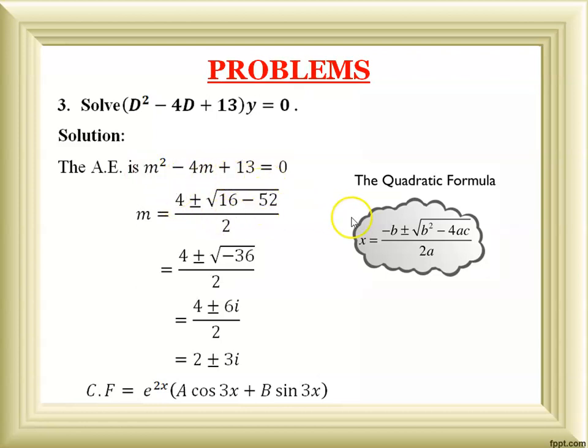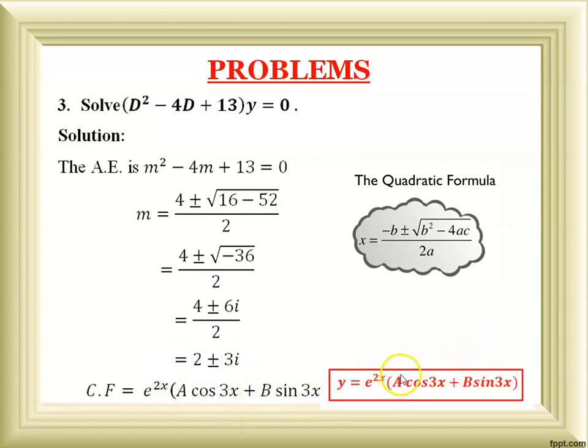After replacing it into this formula and simplifying, I get m = 2 ± 3i. Here the alpha value is the real part, that is 2, and the beta value is the coefficient of i, that is 3. So the complementary function is e^(2x) (a cos 3x + b sin 3x), that is, e^(alpha x)(a cos beta x + b sin beta x). The general solution is the corresponding complementary function alone.